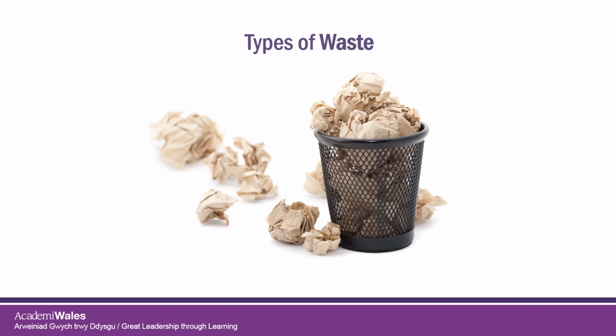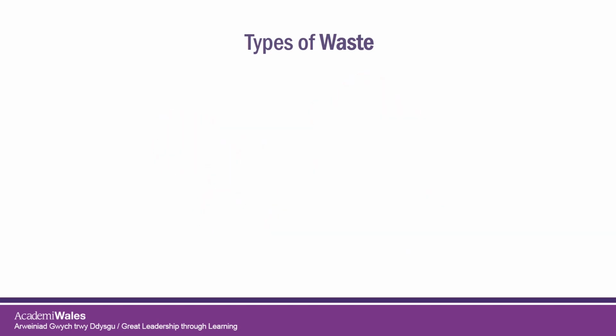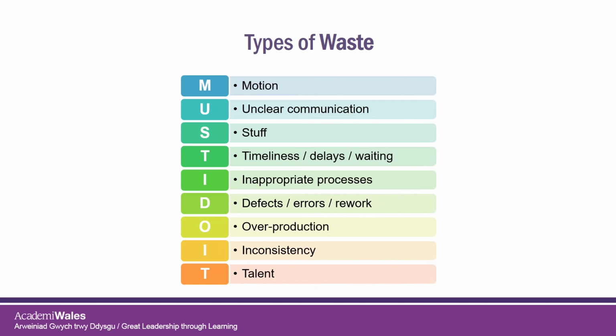Let's look at the types of waste. There are a few acronyms around for waste. You may be familiar with some, such as Tim Wood's, but we have our own. Must I do it? M is for motion, movement, moving around, be it people or objects. U, unclear communication. I'm sure you can think of some of those in your area. S is stuff you've collected, gathered, that you keep. T is timeliness, or delays and waiting. You may be waiting for a decision.